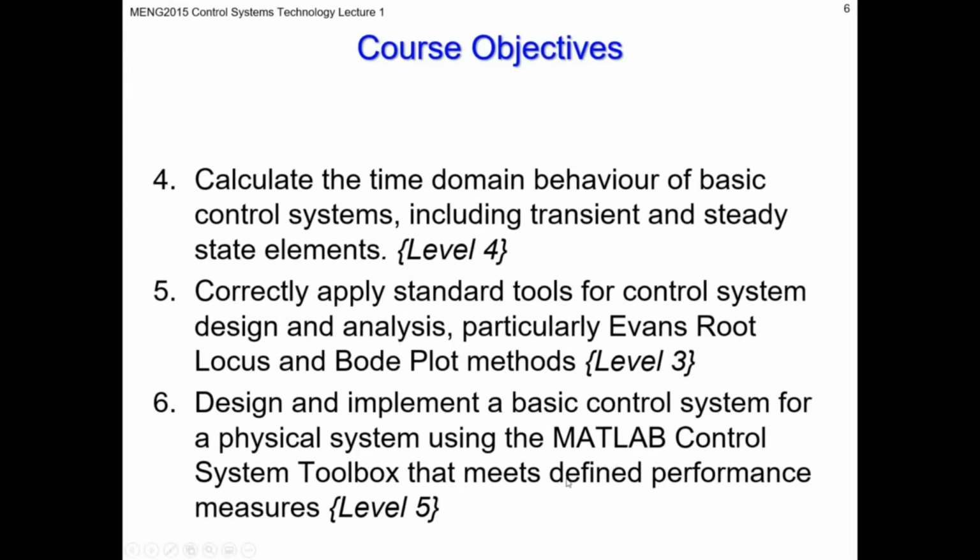So you actually have to design a control system that meets defined performance measures, and that's tested in the lab, because you're asked to design a PID, which is the type of control system that allows you to control a simple system to achieve certain performance criteria.